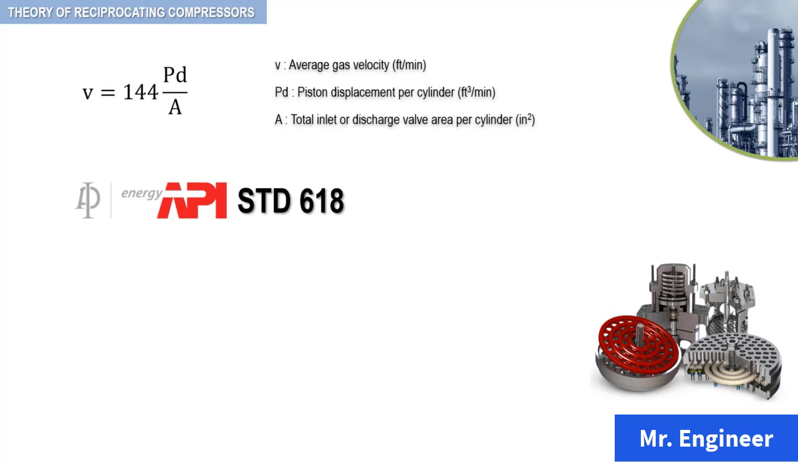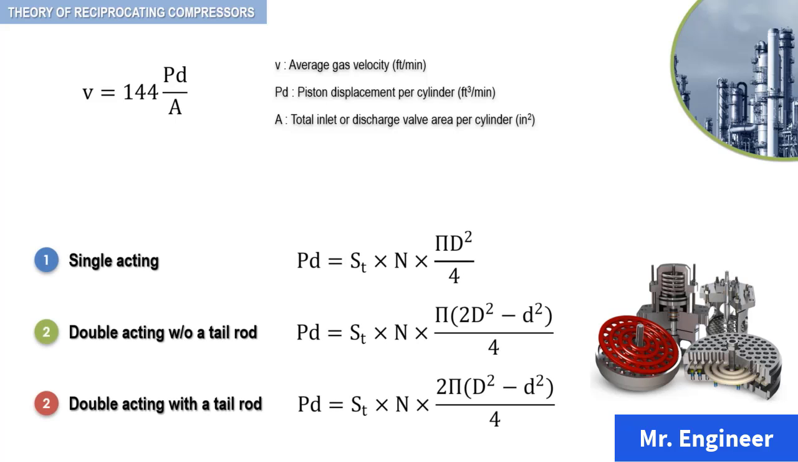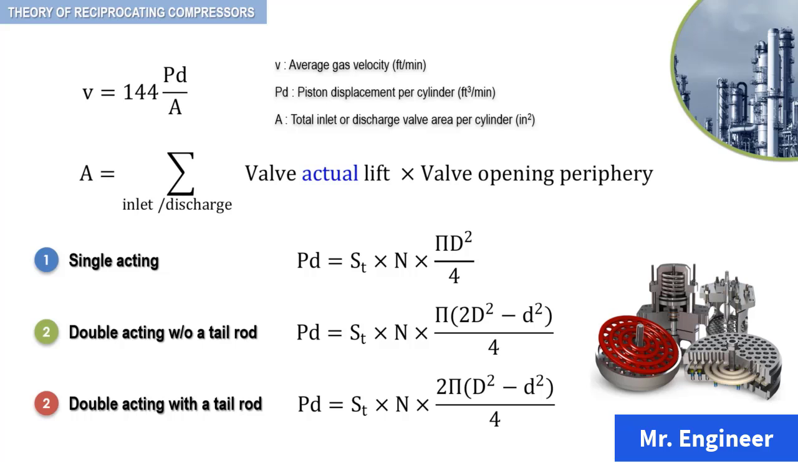To calculate the piston displacement, you can use one of the equations displayed here according to your compressor configuration. Recall, this was discussed in detail in a previous video. And to calculate the term A, it is the product of actual lift and the valve opening periphery, and is the total for all inlet or discharge valves in a cylinder, as seen here. The lift is a number provided by your compressor vendor.